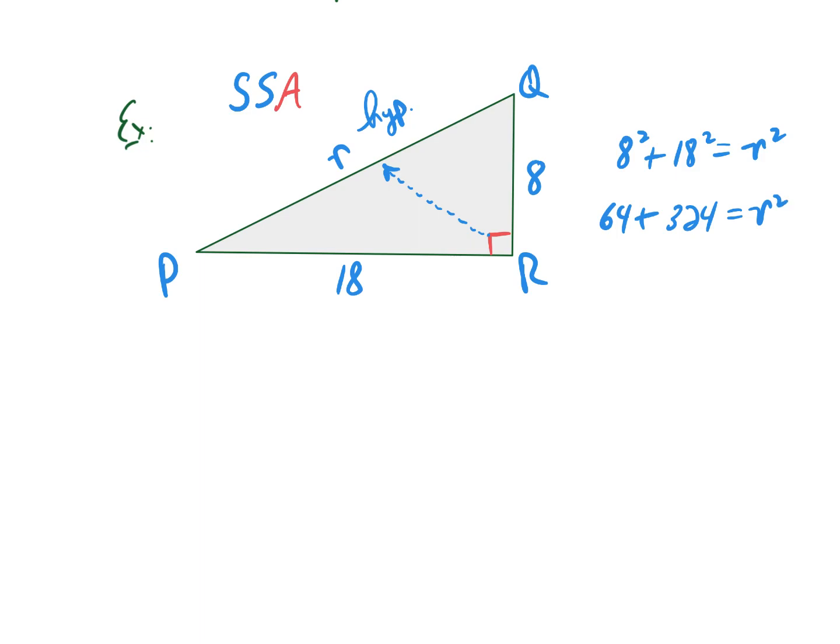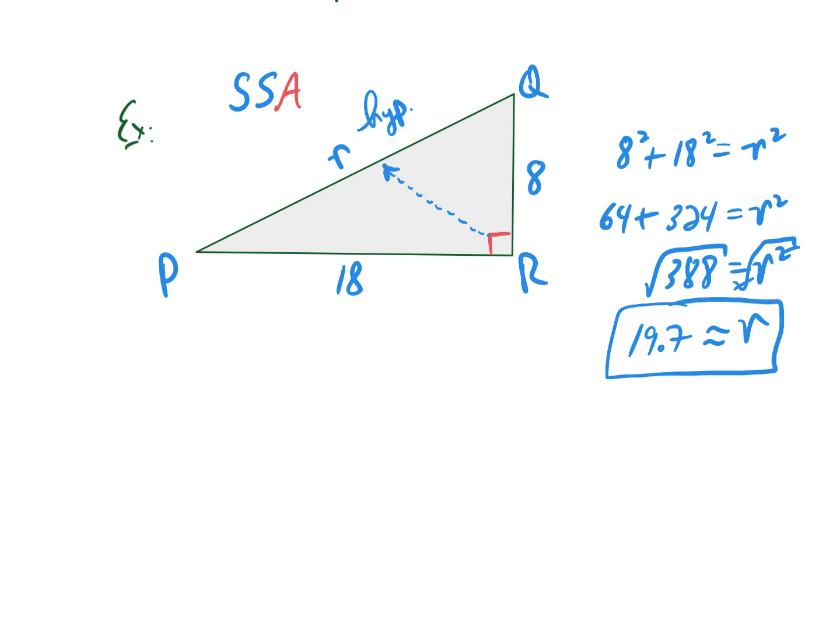When I add those together, I get 388. And to get rid of the power of 2, we do the inverse. So we take the square root of both sides. So r is going to be the square root of 388, which is approximately 19.7. So there's our first missing piece. Remember, we're trying to solve for all of the missing pieces.